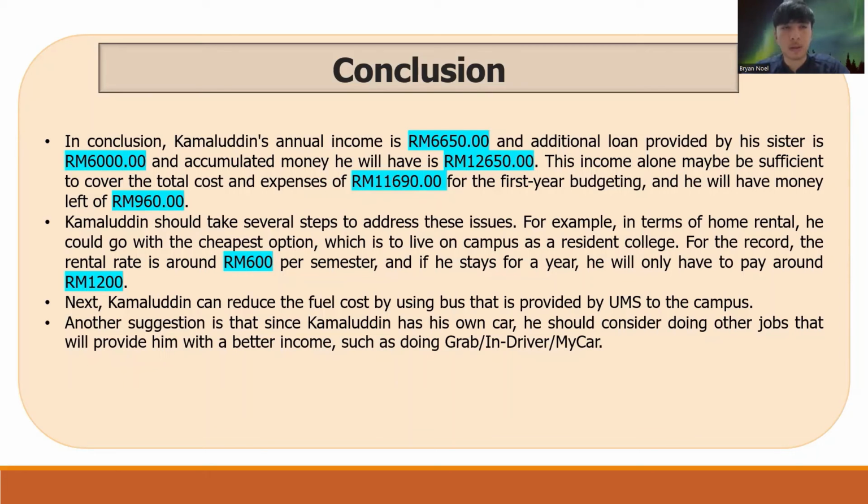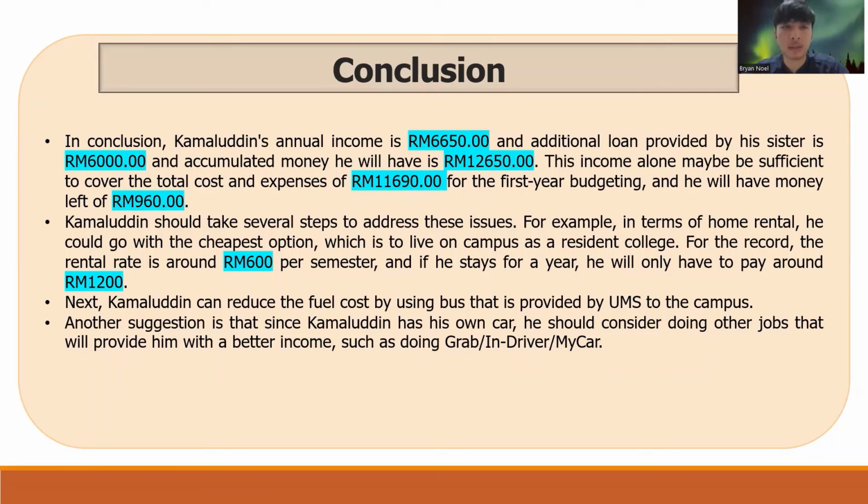Now I will be presenting about the conclusion of this budget. So in conclusion, Kamarudin's annual income is 6,650 ringgit, and the additional loan provided by his sister is 6,000 ringgit, so the accumulated money he will have is 12,650 ringgit. This income alone may be sufficient to cover the total costs and expenses of 11,690 ringgit for the first year's budget, and he will have 960 ringgit left. However, this will cause a budget shortage and cannot cover his expenses in the next coming year and onwards.